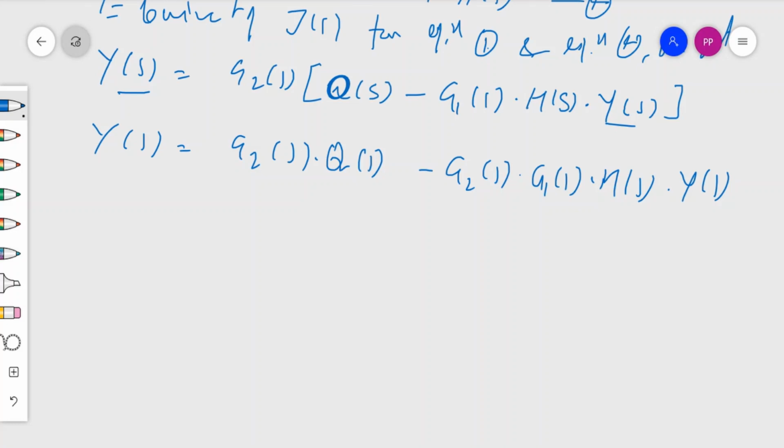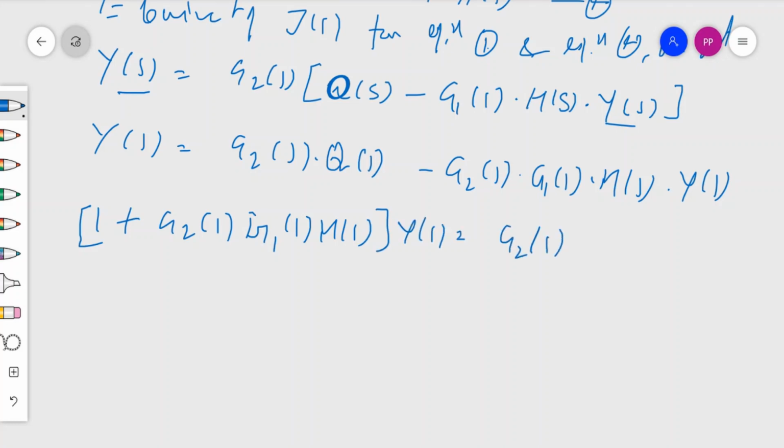So now we take the Y coefficient terms together. So this will become 1 plus G2s G1s Hs, then this will come together as a coefficient of Ys, and on the right we are left with G2s Qs.